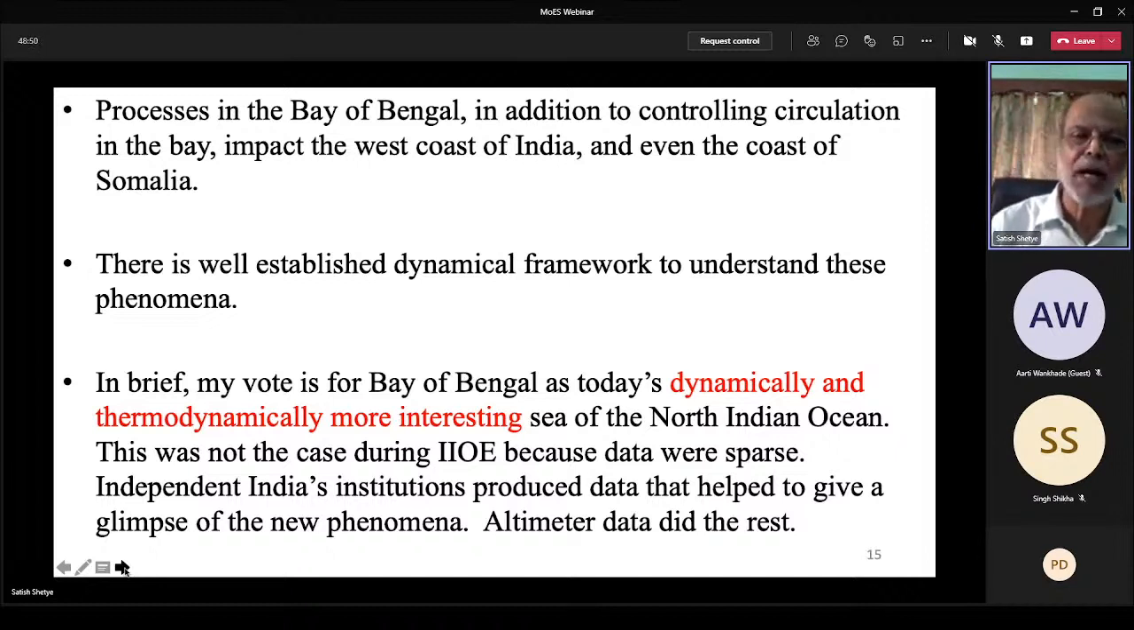And therefore, my vote for which is the more important of the two basins goes to Bay of Bengal today, because I think both dynamically and a little bit of thermodynamics, which I mentioned, I find the Bay of Bengal very impressive. We also have a good dynamical framework to understand what it does.